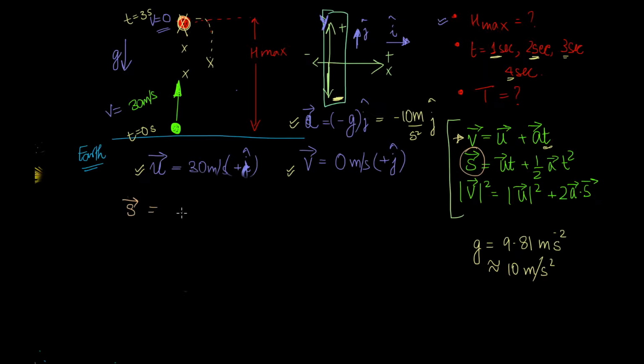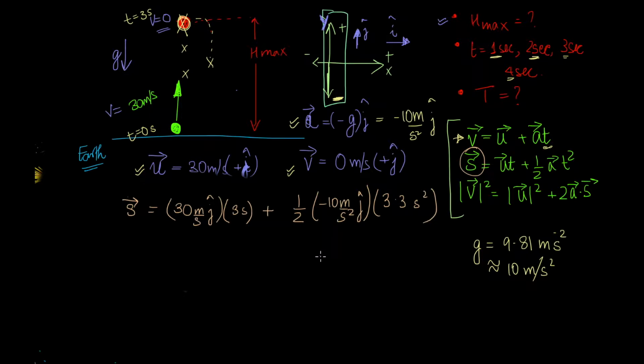And that should be equal to ut plus half at squared. All we need to do is just input the values. So that would be 30 meters per second in the j direction, that's u, and you have t, well, that would be 3 seconds, plus half, and a will be negative 10 meters per second squared, j cap, and t squared. That would be 3 times 3 seconds squared right there.